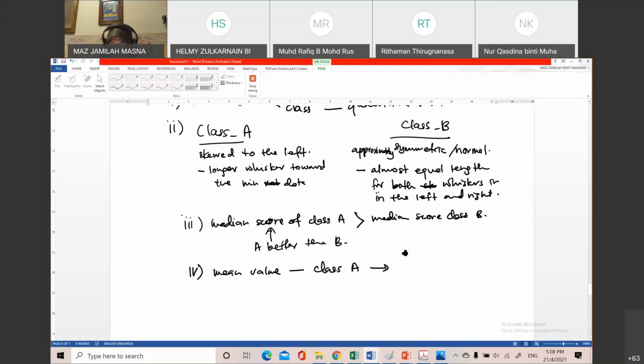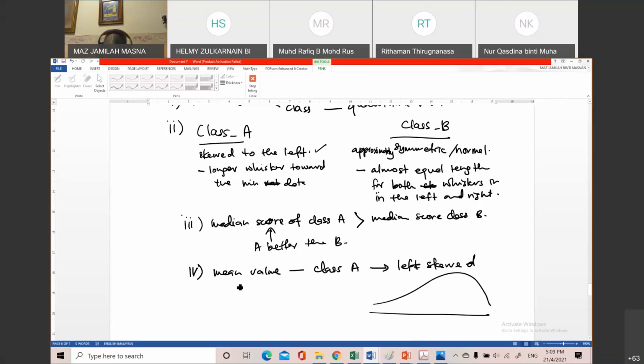What was the distribution? I know the distribution is here. Can you tell me what is the distribution of class A? To the left. Left skewed. Left skewed means that you have this particular shape.